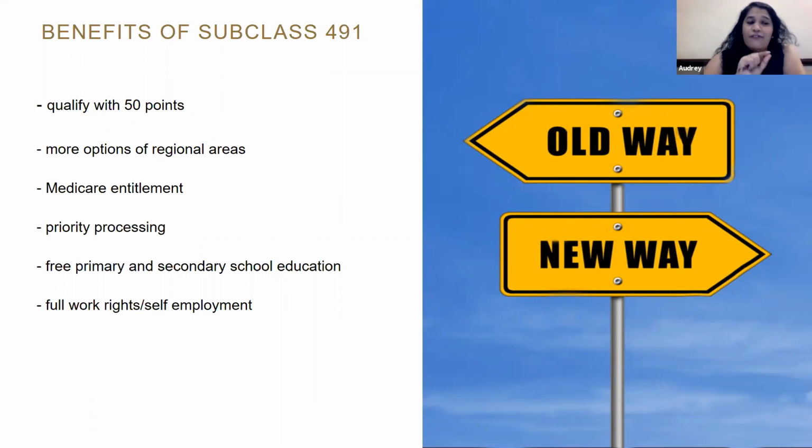Another wonderful entitlement under this visa is the free medical benefit that's given to you, which no other temporary resident visa has. You're also granted priority processing, meaning your visa can usually be granted within 3 months after submission. Your children can still enjoy free primary and secondary school education. And most importantly, full-time work rights. You can also run your own business through this visa.